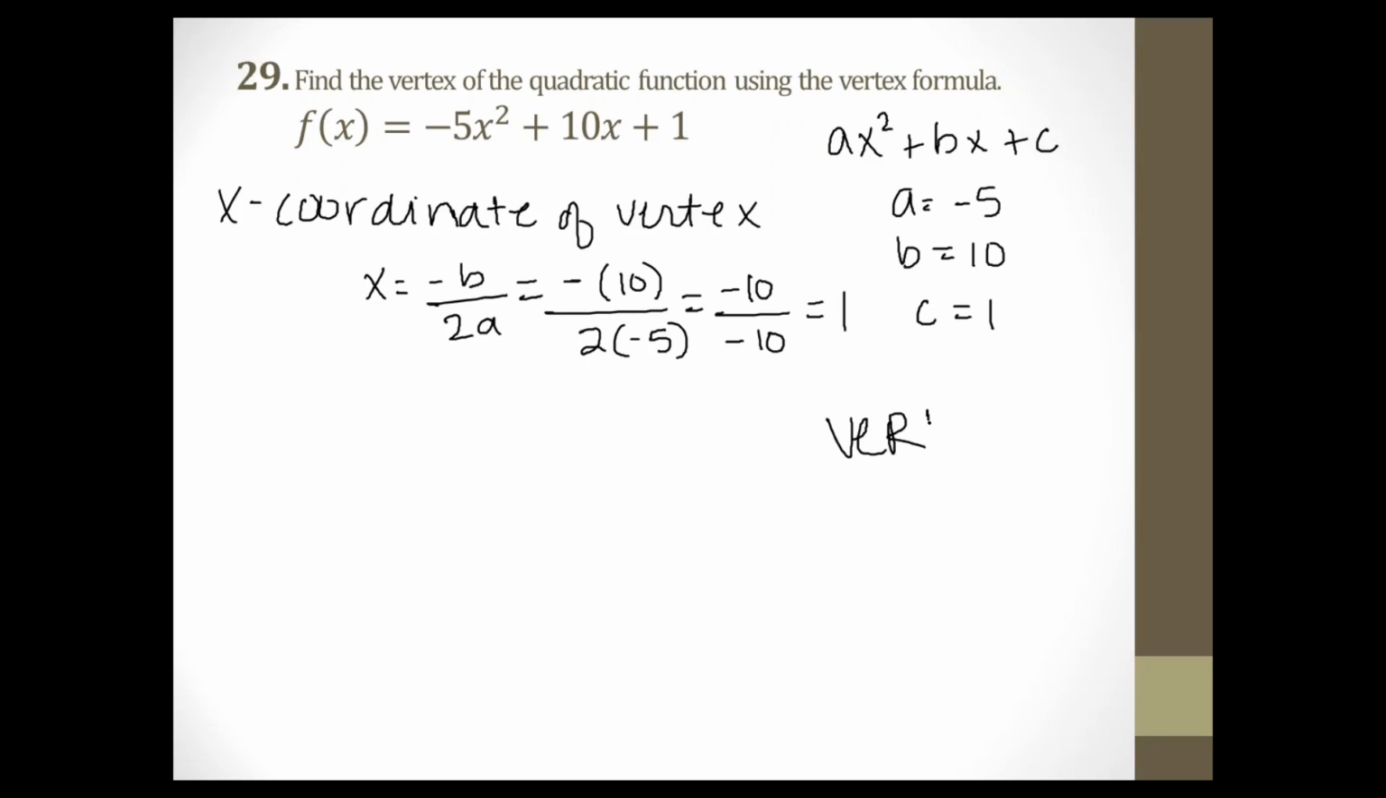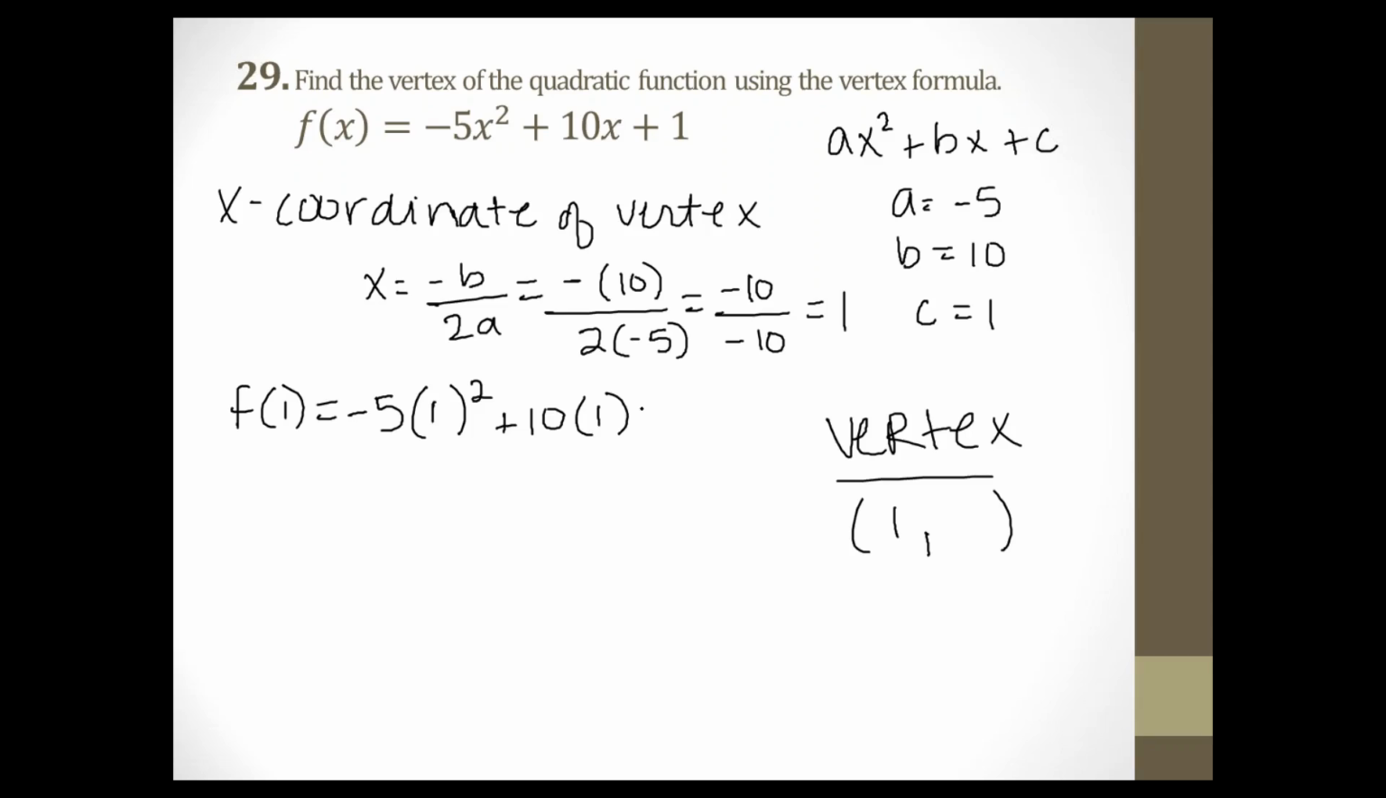So when we're finding the vertex, that's a coordinate point. That's half the point. That's 1, comma, we need that y coordinate. So we're going to take this 1 and plug it into our function and determine what the y value would be. So we have negative 5 times 1 squared plus 10 times 1 plus 1.